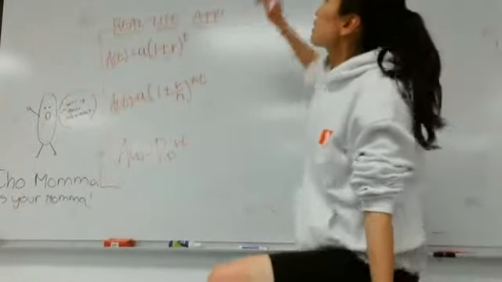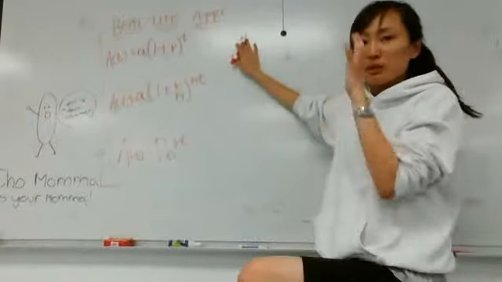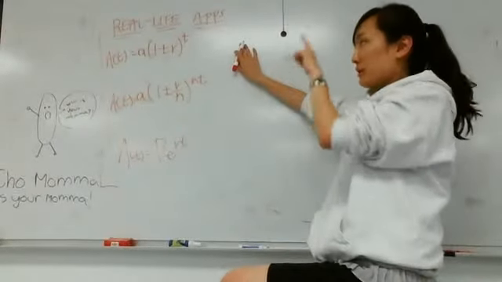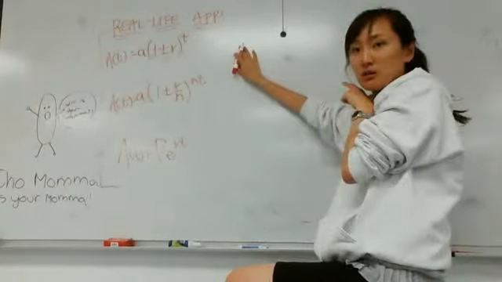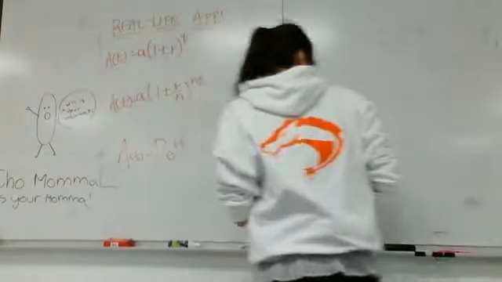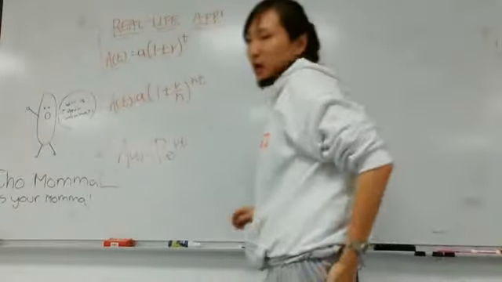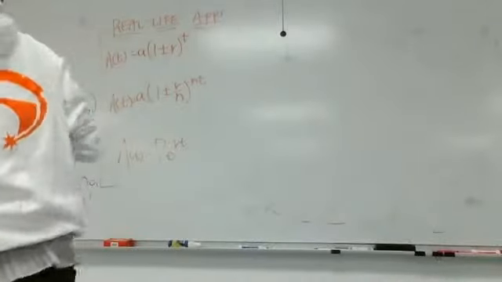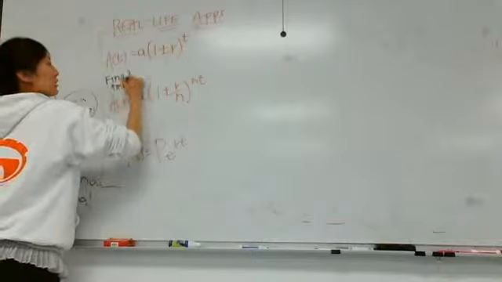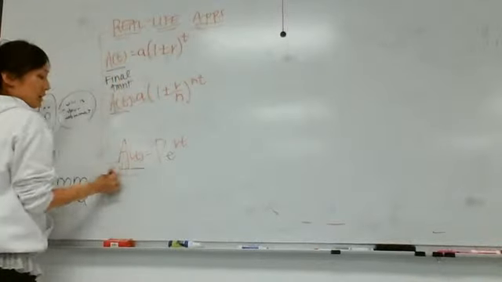Okay, so there's three different exponential equations we learned, right? There's A of t equals little a, parentheses 1 plus or minus rt. A of t is always the final amount, whether that is the final number of cats, dogs, or pieces of gum you have, whatever. It's the final amount for all of them.